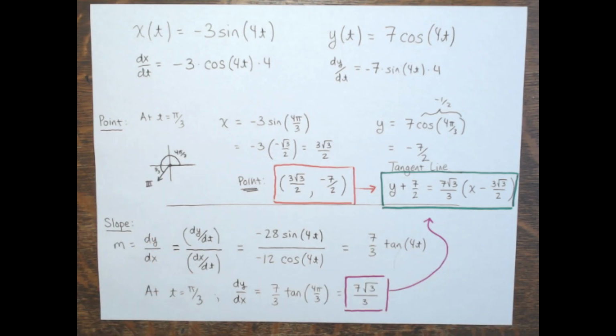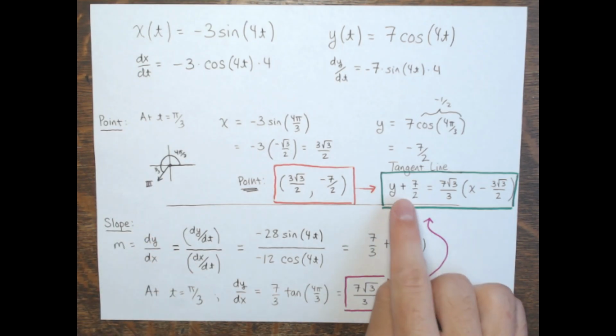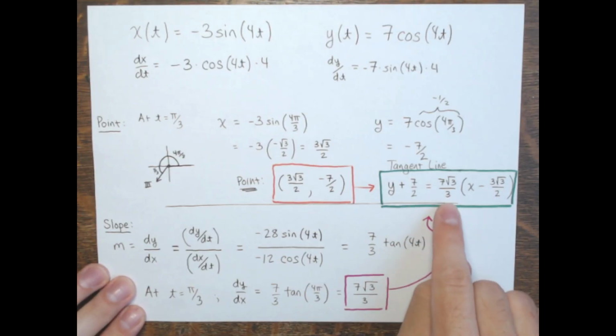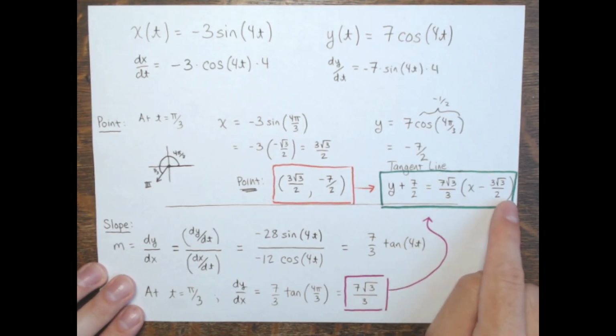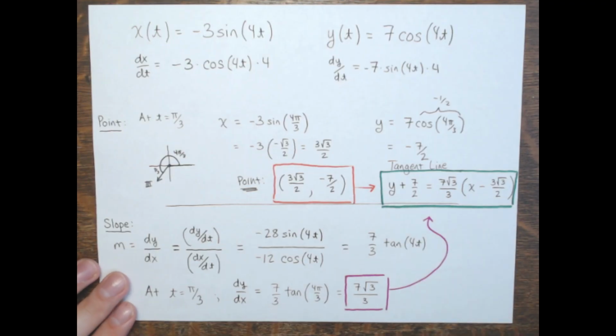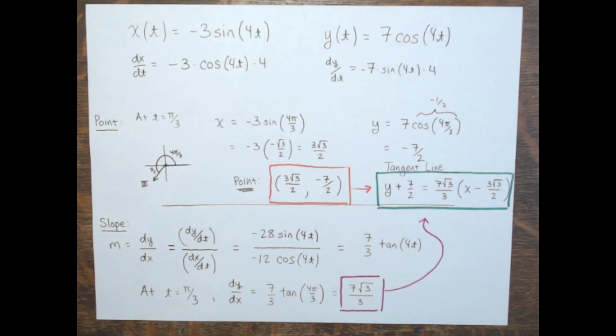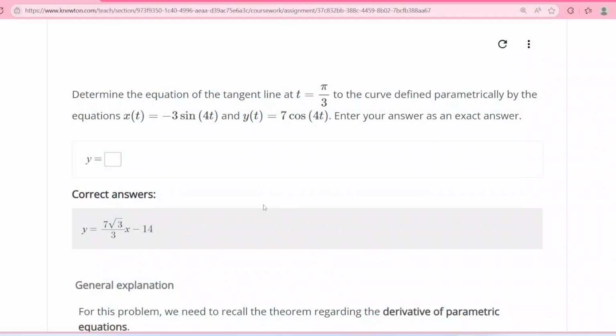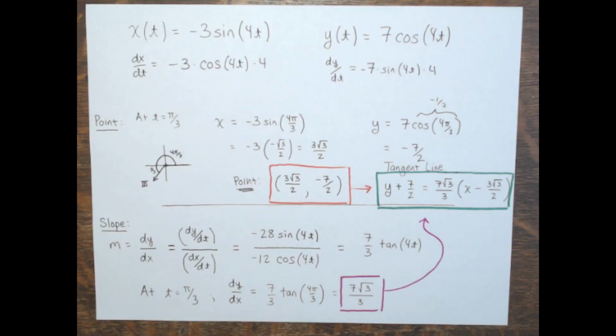All right, but if you go back, so y plus 7/2 equals 7 root 3 over 3 times the quantity x minus 3 root 3 over 2. But if you go back to the site here, they have you fill in the blank for it, solved for y. It's y equals. So I want to solve this for y and put it in slope-intercept form, y equals mx plus b. All right, so let's do that and see that it matches.